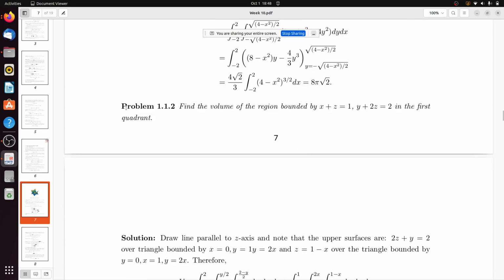So here, you have to find the volume of the region bounded by x plus z equal to 1 and y plus 2z equal to 2 in the first quadrant itself.